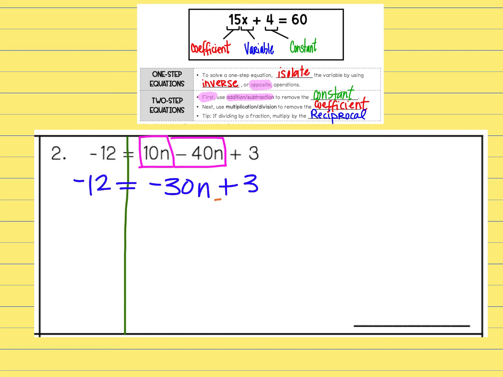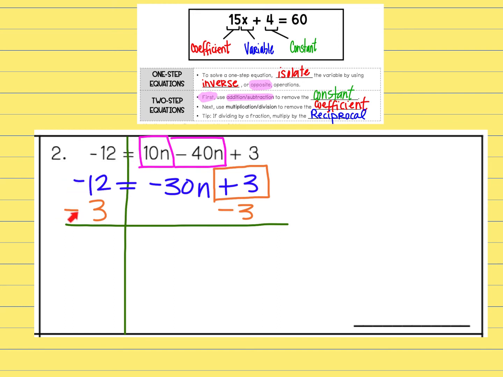I'm going to put a box around my constant number because that's what I'm starting with, the opposite of adding or subtracting. Right now, this says positive 3, so the opposite is negative 3. I'm going to write it on this side and over here on the left side. I want to keep my equations balanced. Now when I solve, positive 3 and negative 3 cancel each other out to be 0.